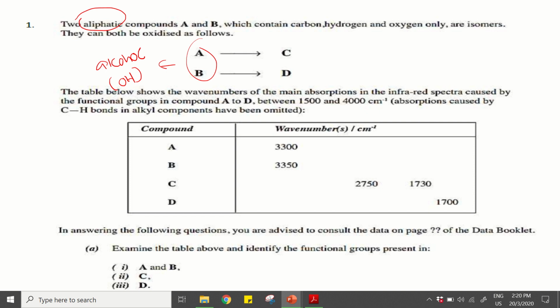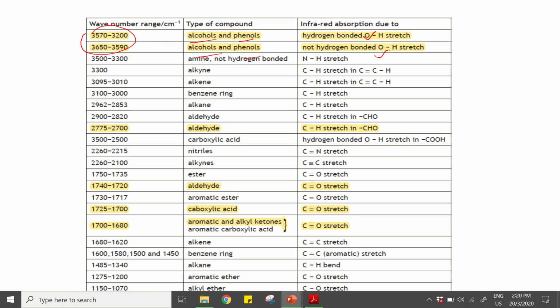All right, next, what else can we see from here? Compound C has two wave number absorptions at 2,750 and 1,730, and D has 1,700. So let's check 1,700 plus from the data booklet. So 1,700 plus could be due to aldehydes, the C double bond O stretch, and it could be due to ketones, the C double bond O stretch, as well as it could be due to a carboxylic acid. All right, so these are the possible things that can happen here.